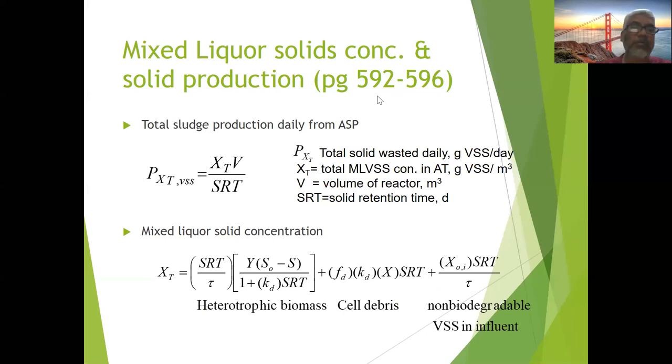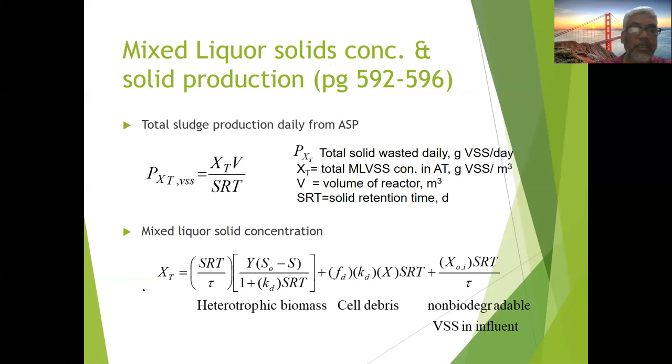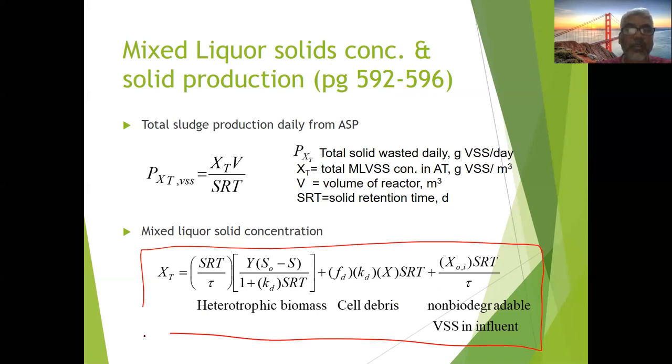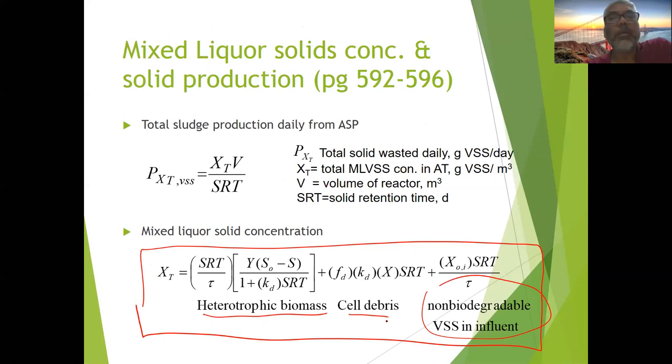So we can write this term here, total. This is total mixed liquor solid concentration, if we know the cell debris, how much of the biomass is heterotrophic, and also the non-biodegradable volatile suspended solid in the effluent. This section I took from your textbook. You have to read page 592 to 596, Metcalf and Eddy.